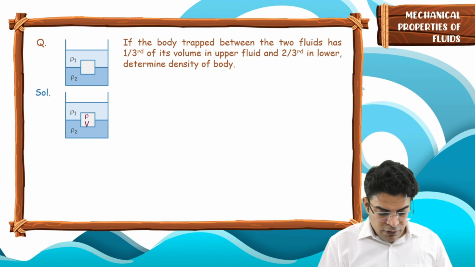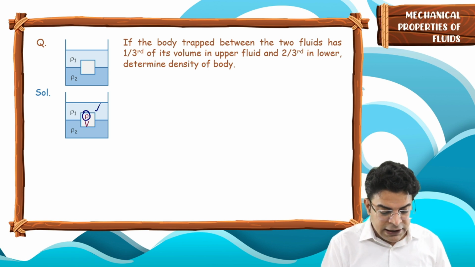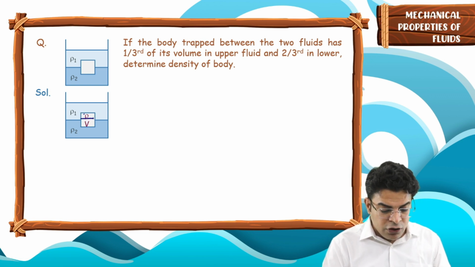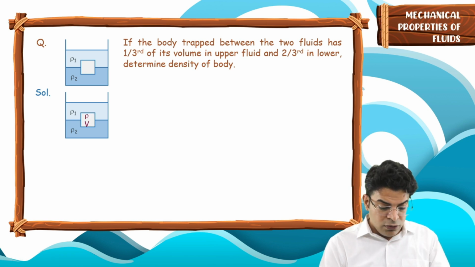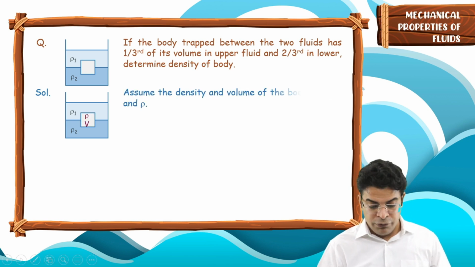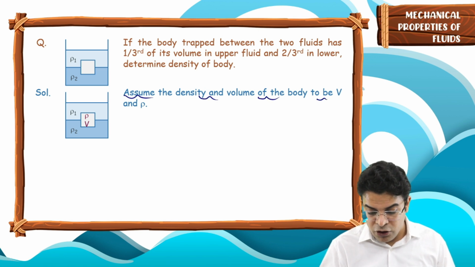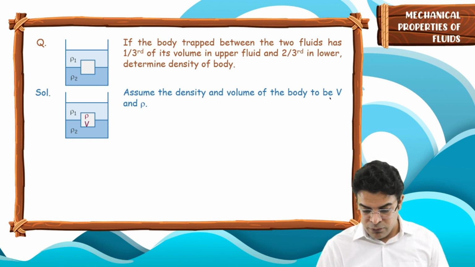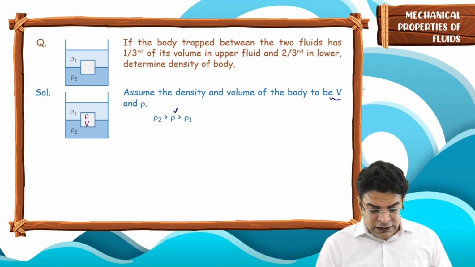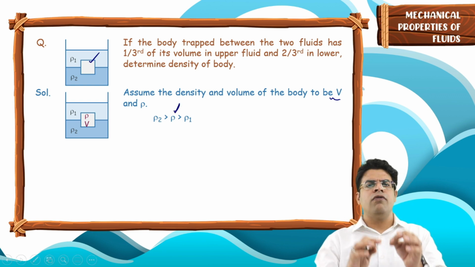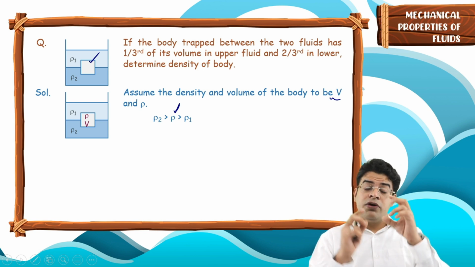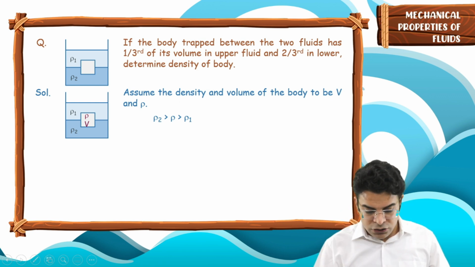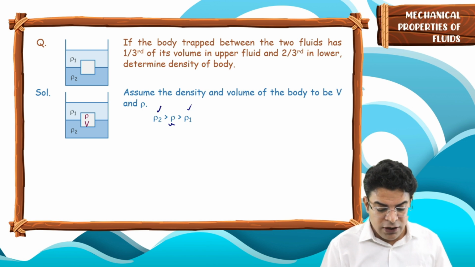So first thing we can say, let's say this body has a density ρ and this body has a volume V. As per the problem statement, 1/3 of the volume is submerged in the upper fluid, while 2/3 of the volume is submerged in the lower fluid. So assume the density of this body to be ρ and the volume to be V. So you will say the density of this body must lie between ρ1 and ρ2. It must be greater than ρ1 because it submerges in ρ1, and it must be less than ρ2 because it floats on ρ2. So the density of the body will lie somewhere between ρ1 and ρ2.